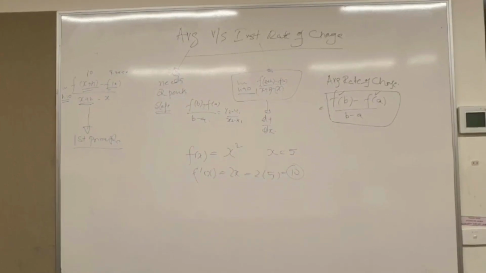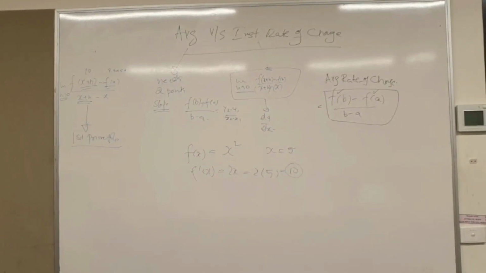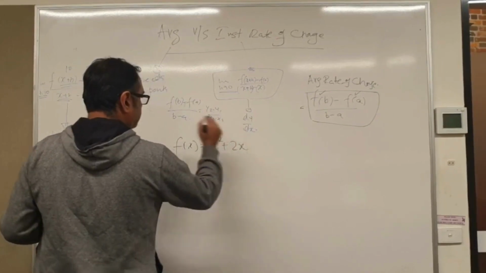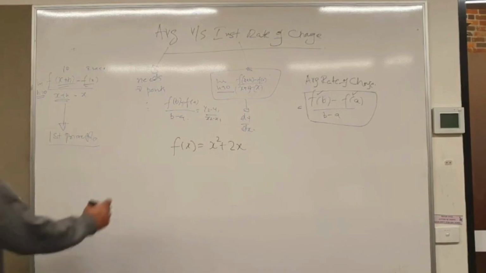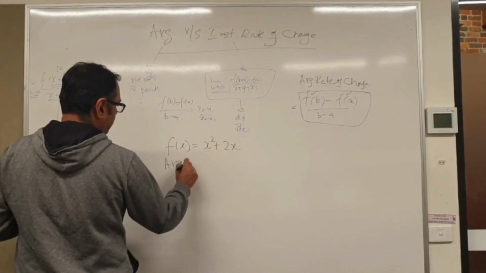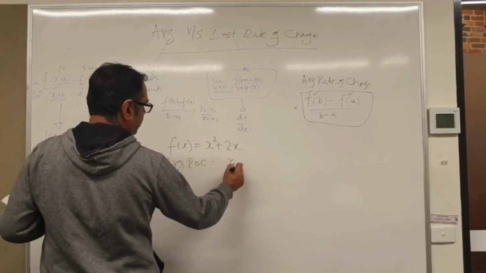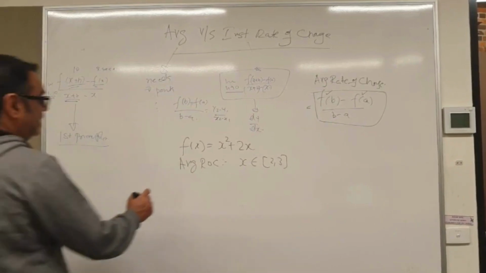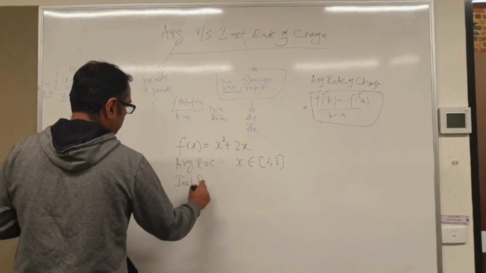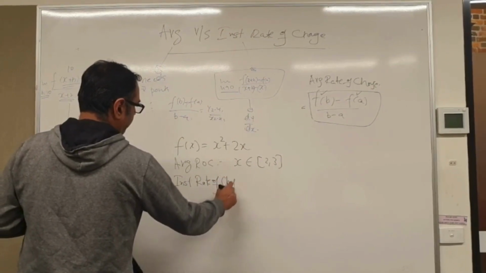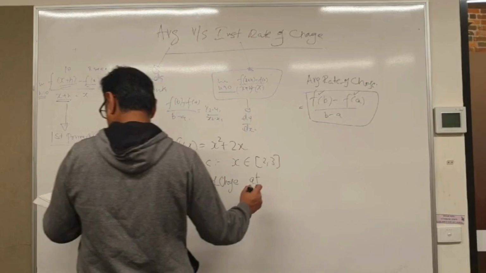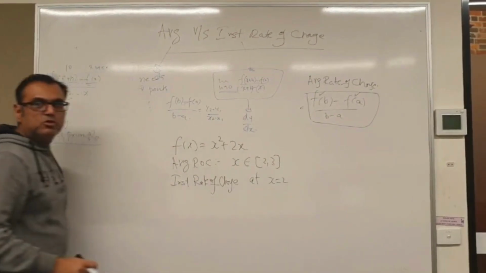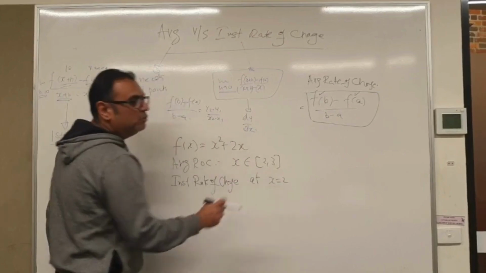Now, let's do a question. Let's say your f of x is x squared plus 2x. Can you find the average rate of change, average ROC, where x belongs to 2, 3? And can you find the instantaneous rate of change at x equals 2? You see the difference between the two questions. Your average rate of change will always give you 2 points, 2 x values, whereas the instantaneous rate of change will always give you 1 value. Go for it now.